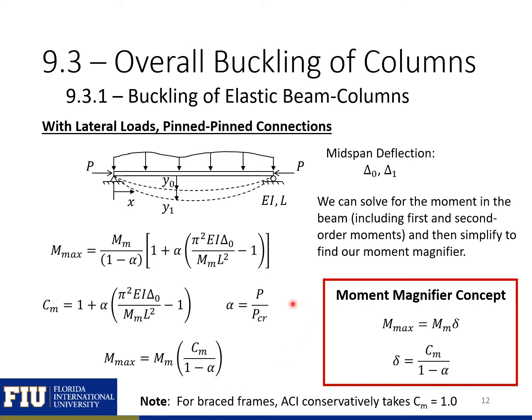Alpha is the relationship between P and P critical. So this is the moment magnifier concept: our second order deflections will magnify our moment, so M_M times delta. And this Cm term, ACI will conservatively take as 1.0 for braced frames in this case.